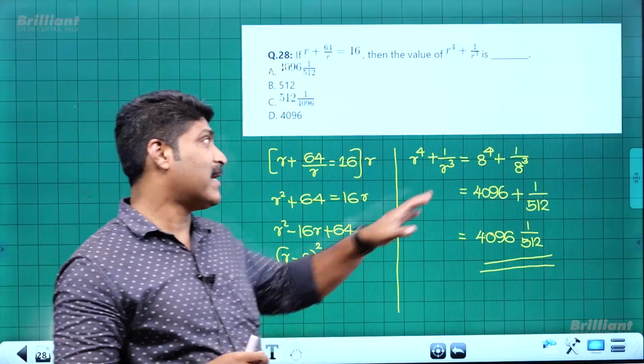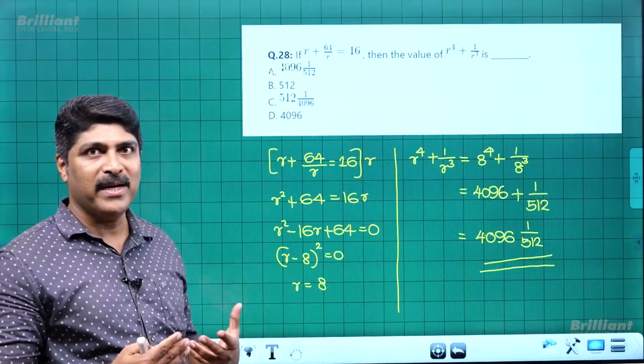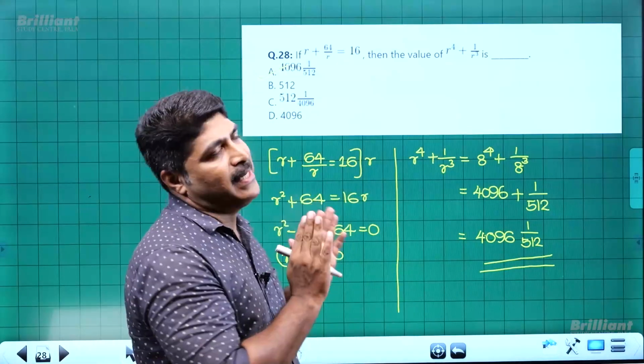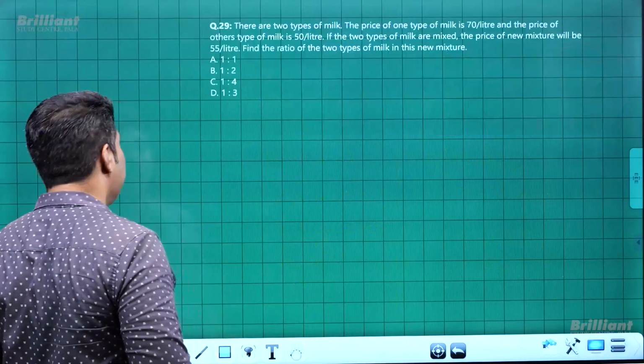But whenever you get values like this, we may be a bit confused. So how can we find out the value of 8 raised to 4? Don't be worried about that. You can depend on the options in such a situation. It's not that complicated.